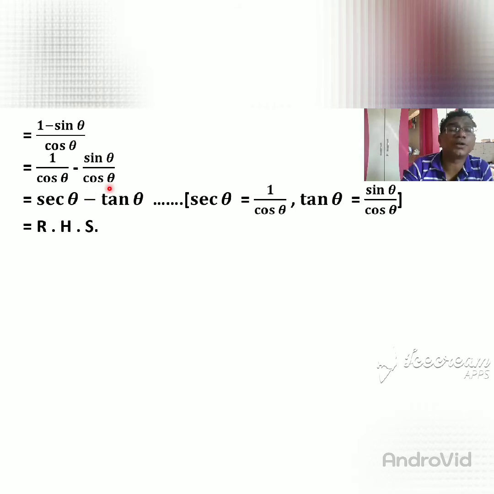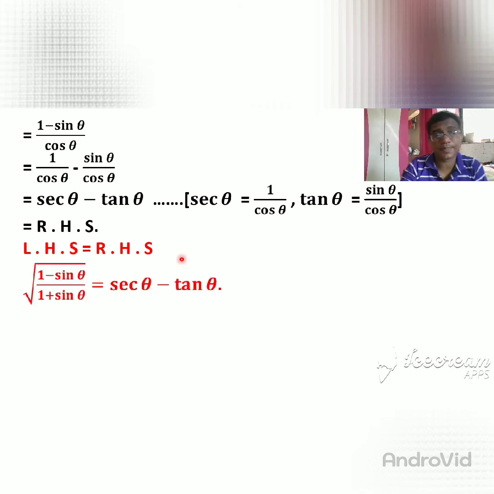Sin theta divided by cos theta is equal to tan theta. So that is written here: sec theta is equal to 1 upon cos theta, tan theta is equal to sin theta upon cos theta. LHS and RHS both are the same.